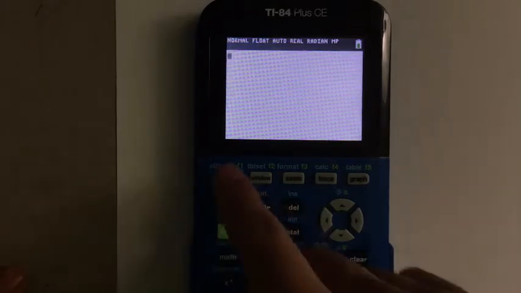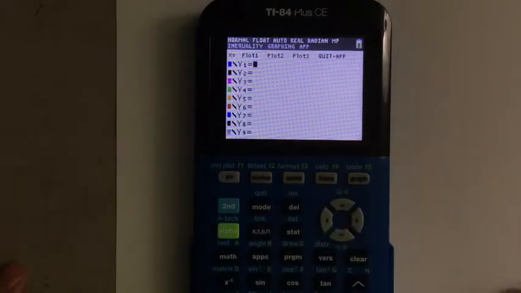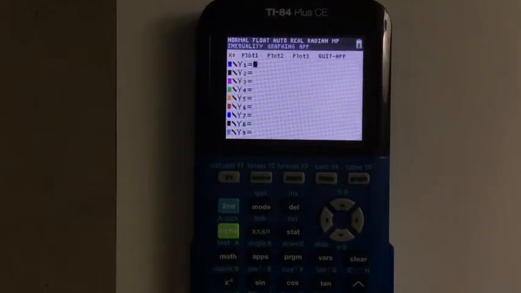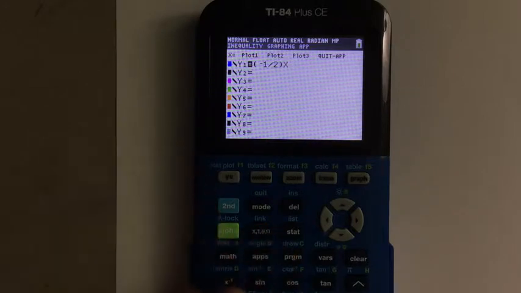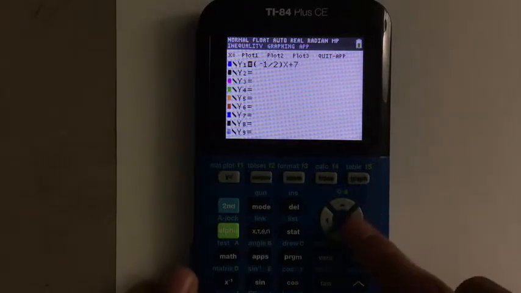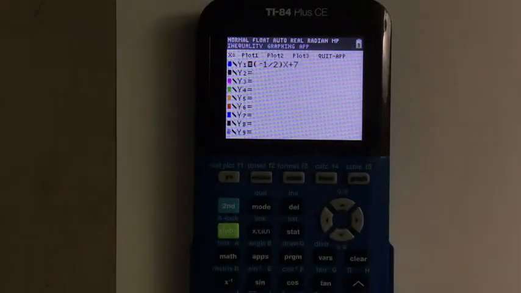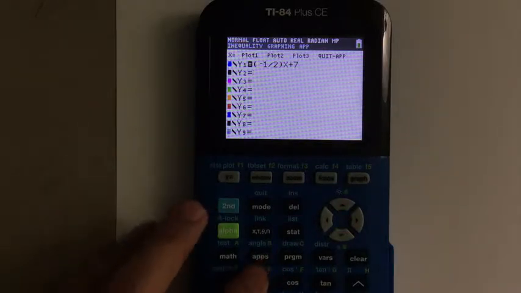To graph something, you go to the y equals, and you type in functions. The first function I'll be doing here is this. Basically, I'm going to graph negative 1/2 x plus 7. And the second line I'm going to graph is y equals x minus 4. So what's the solution to these lines?